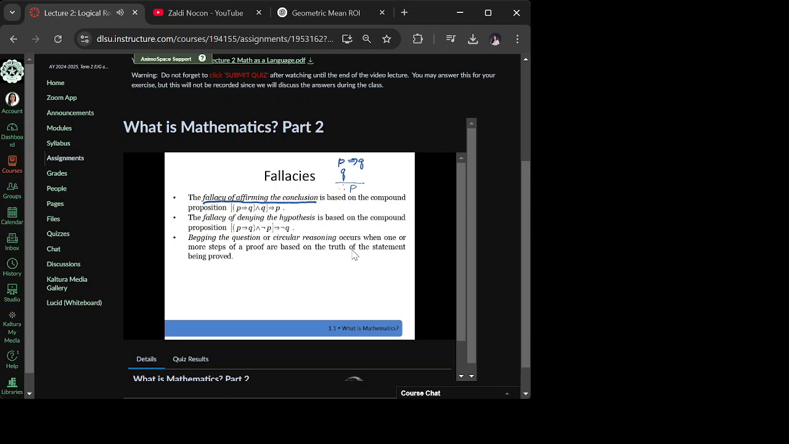Similarly, writing the fallacy of denying the hypothesis vertically, we have P implies Q, not P, therefore not Q. Lastly, begging the question or circular reasoning happens when an argument's premises assume the truth of the conclusion.